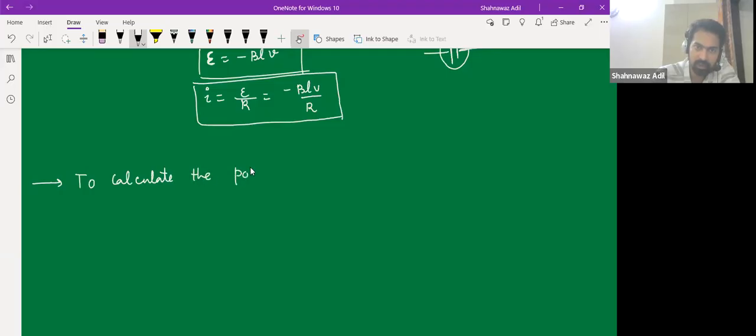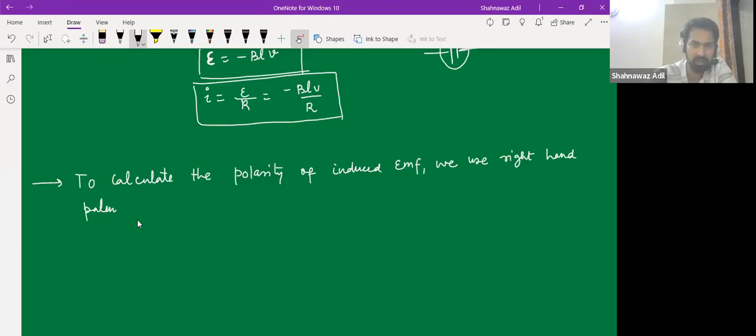To calculate the polarity of the induced EMF, we use the right hand palm rule. Remember, this is not a conventional rule, but this rule will give you the direction. To calculate the polarity of the induced EMF, we use the right hand palm rule. So what do we do in the right hand palm rule?